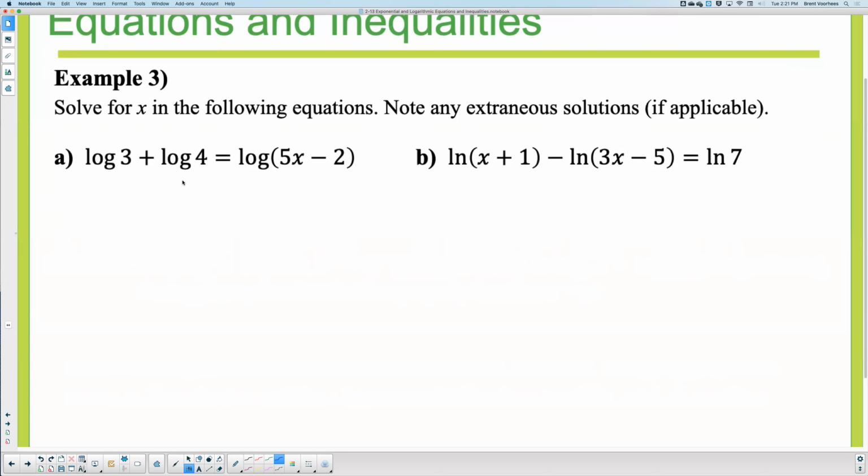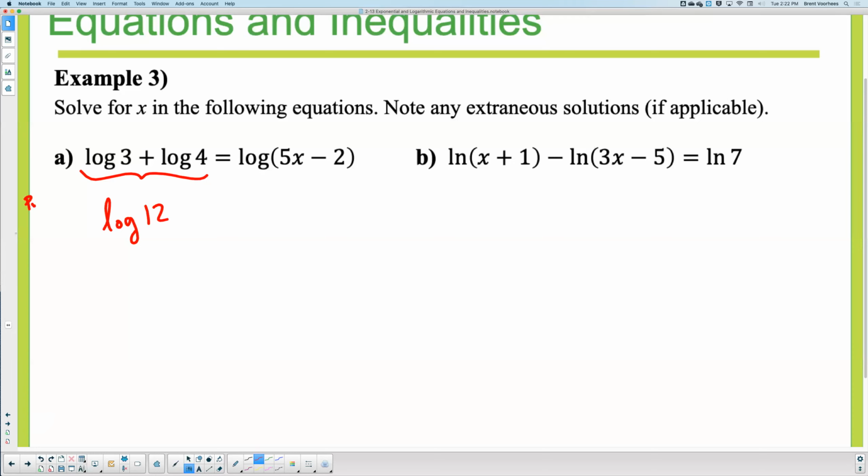One-to-one means one logarithm equals one other logarithm. So I'm still not quite in good form yet. I need to make these 2 logarithms become one logarithm. We have a property to do so. What property have you learned that takes 2 logs that are adding and combines them to make one logarithm? Product property. So 2 logs adding becomes 1 log multiplying. What's 3 times 4?